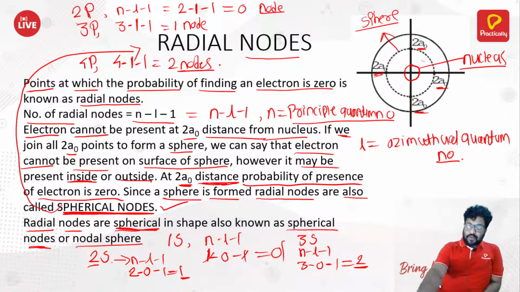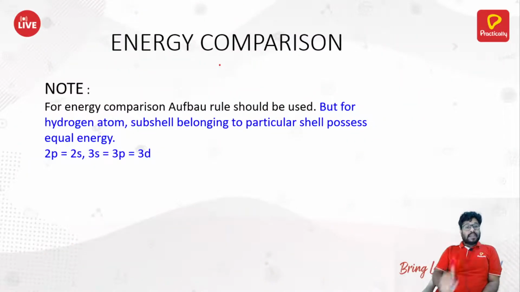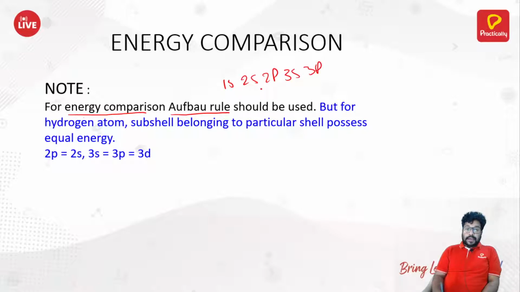Moving ahead, the energy comparison. For energy comparison, for all atoms, we use the above rule: 1s, 2s, 2p, 3s, 3p. You can use this, or we can use the n plus L rule. Remember, we had seen all of this in the last session.